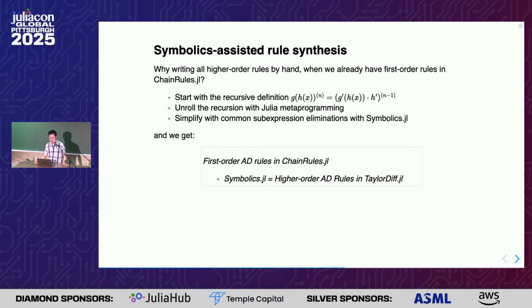So in short, okay, the formatting is a little bit clunky, but if we have first order AD rules in ChainRules.jl and we have Symbolics, then we can synthesize higher order AD rules in TaylorDiff.jl.